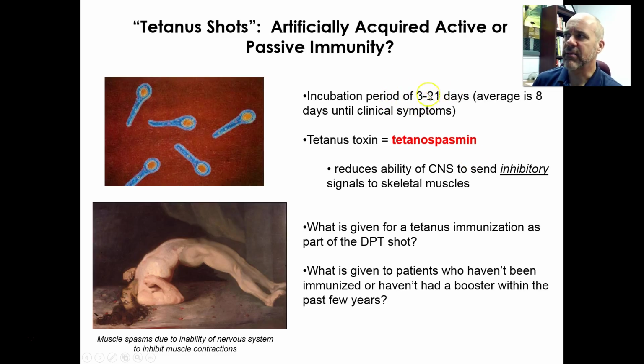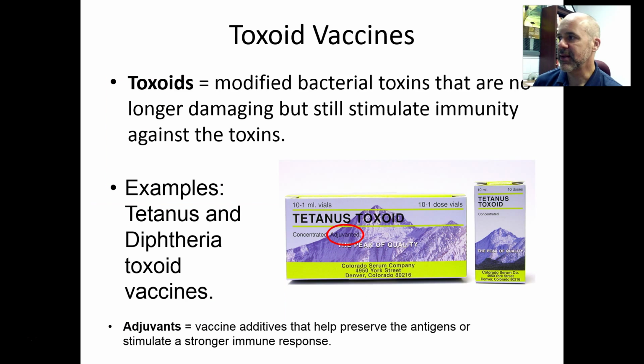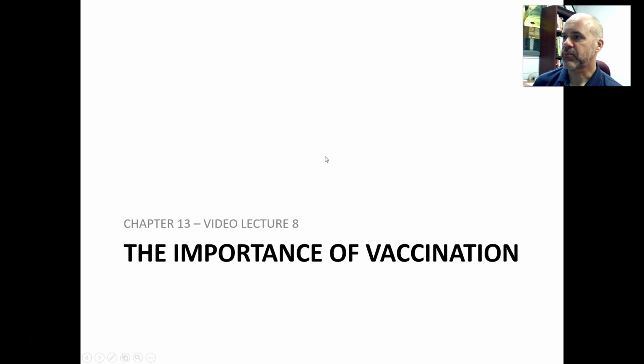Because it does take a while. It takes 3 to 21 days, averages 8 days after exposure, to begin to develop those lockjaw symptoms. So, if you just need a booster to make sure you are making your own antibodies as a precaution, they can go ahead and give you that toxoid.